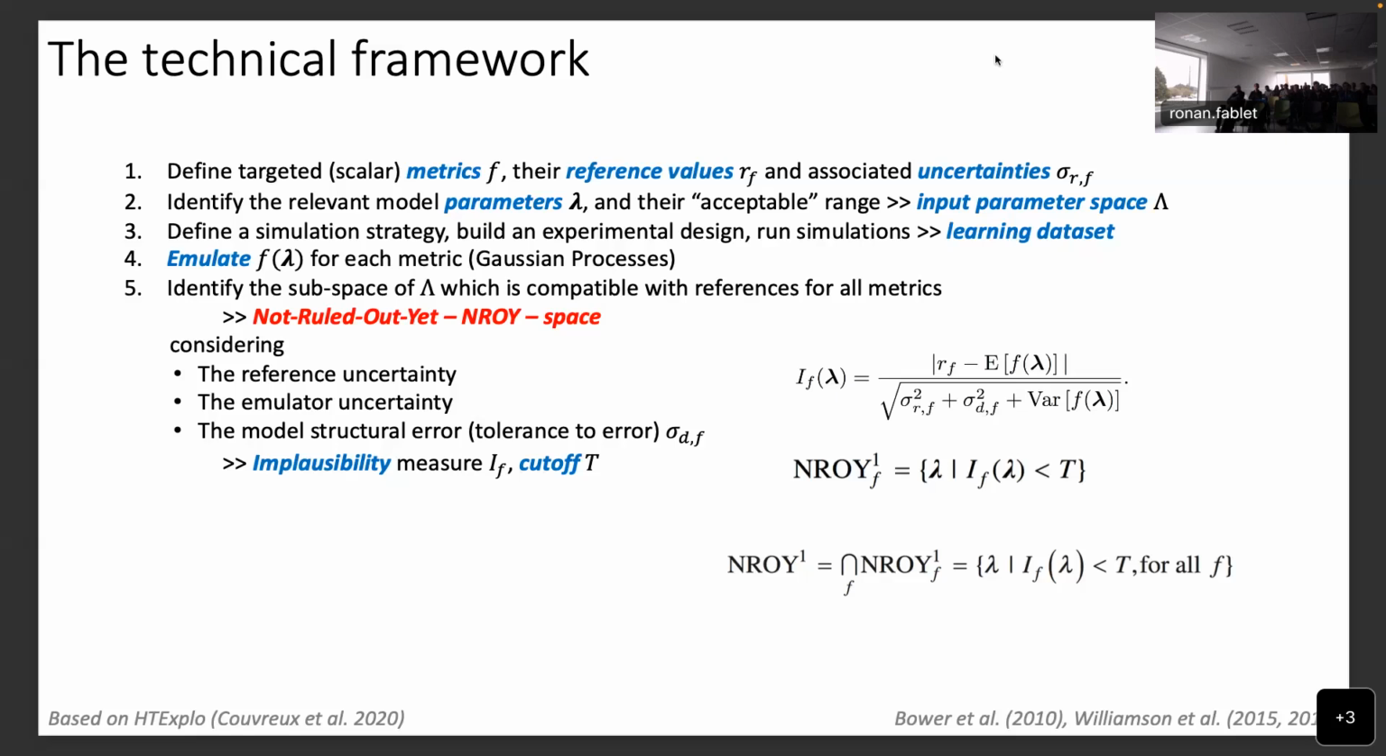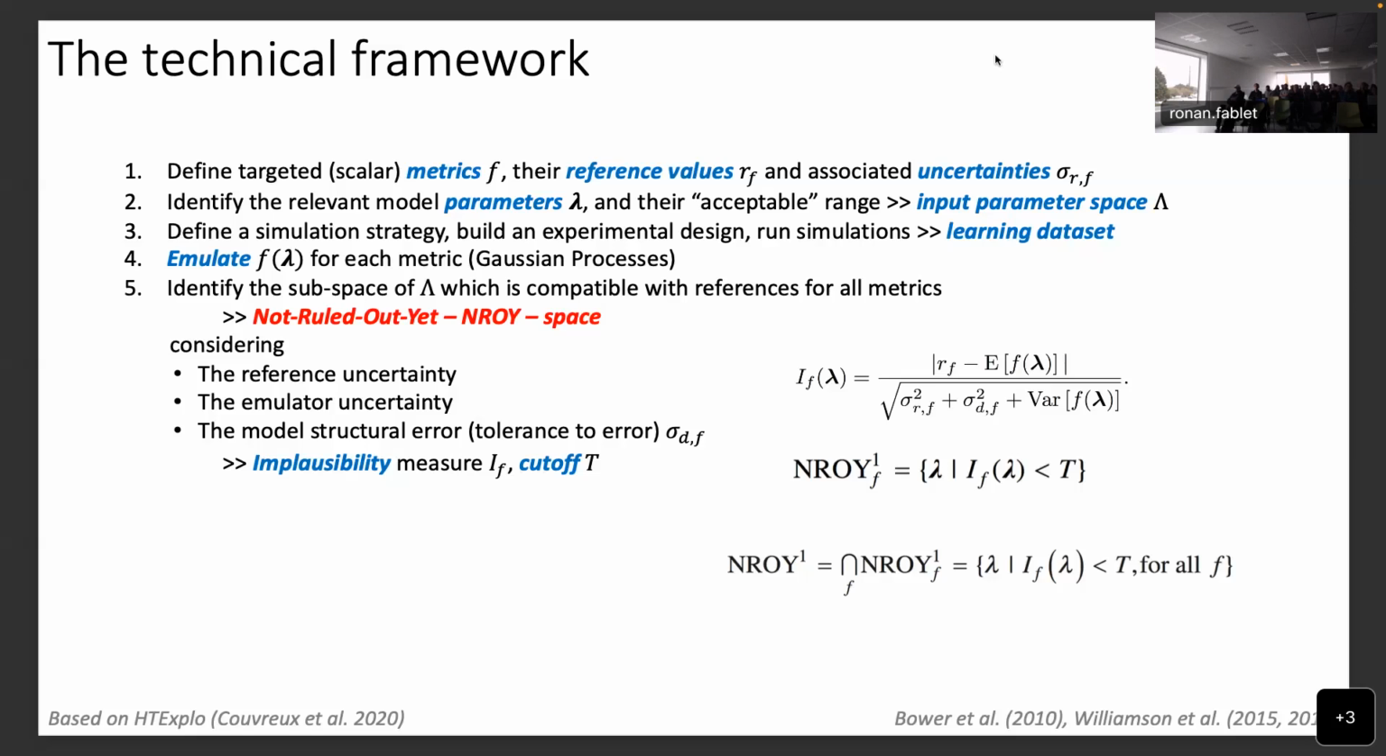This provides an implausibility measure, which is defined here. This is mostly the distance of the emulated metric to the reference divided by the sum of the variances, the sum of the uncertainties, assuming that they are independent. And from that, given a cutoff, which in general is about 3 for statistical reasons, we can define the NROY space as the set of parameters for which the implausibility is lower than this cutoff. And when we have multiple metrics, it's simply the intersection of the space of each metric.